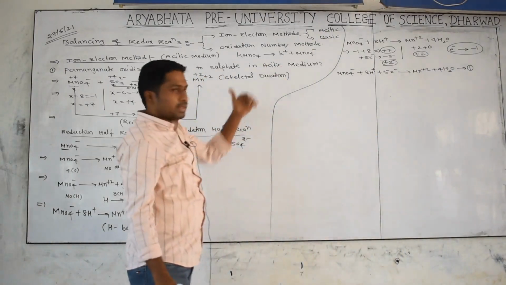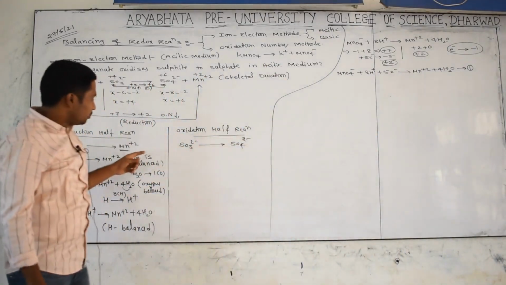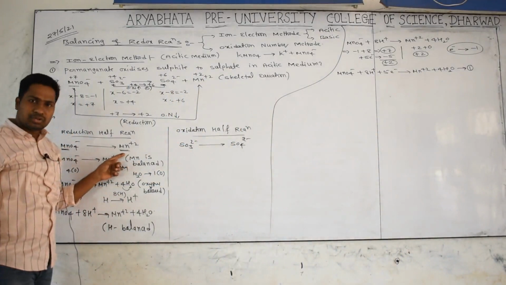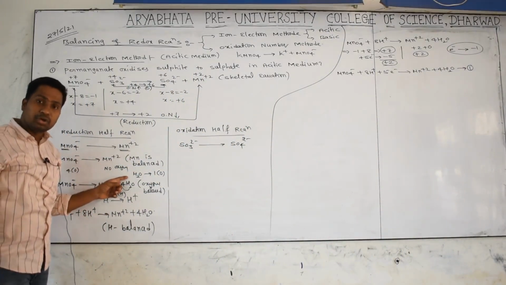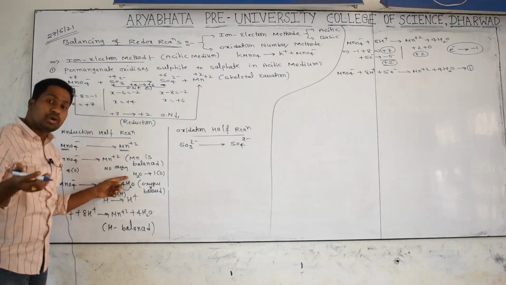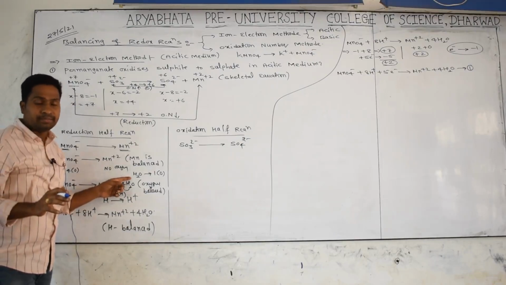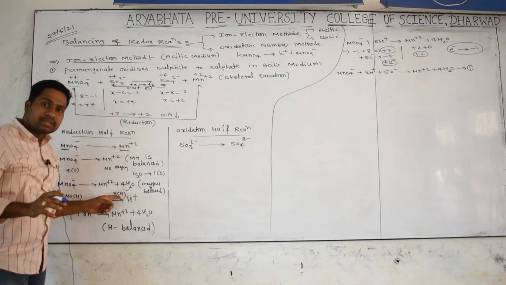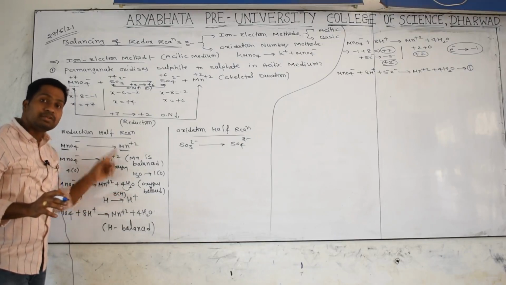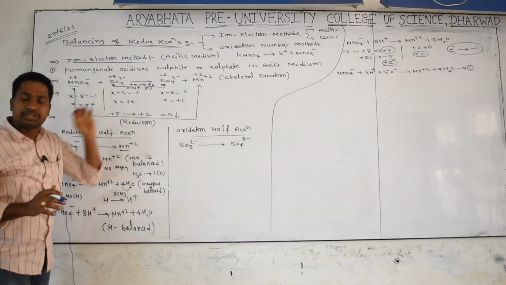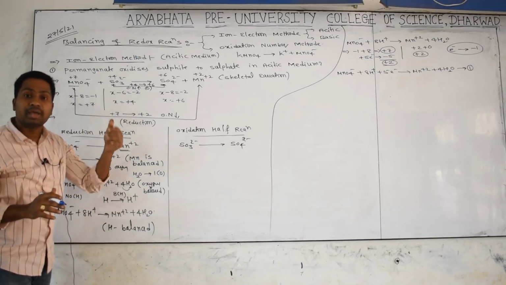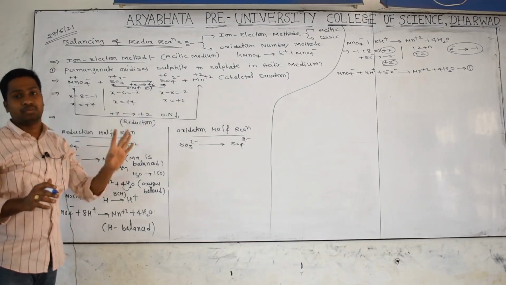Now do the same thing. What did we do? First of all, we balance the atoms other than hydrogen and oxygen. Later we balance the oxygen atoms by adding water molecules. As many oxygens as you want, that many water molecules should be added. To balance the hydrogen atoms, next we add H plus particles in acidic medium. After balancing everything, we balance the charges by adding electrons. Every electron indicates -1. We did that.